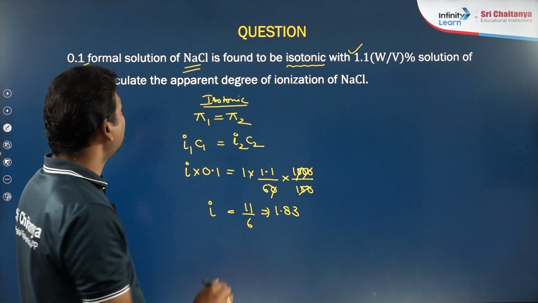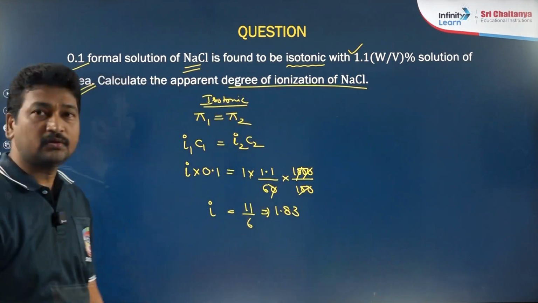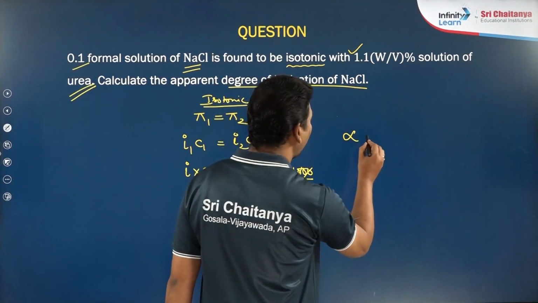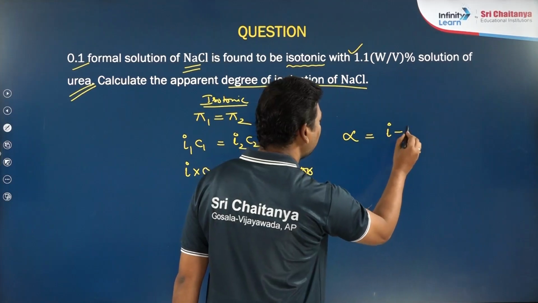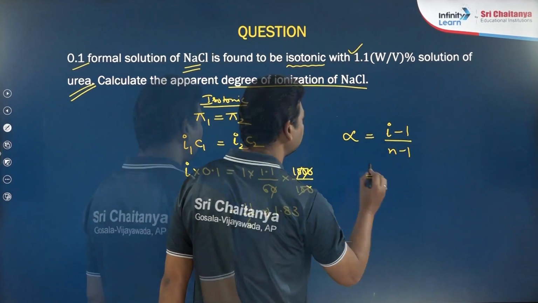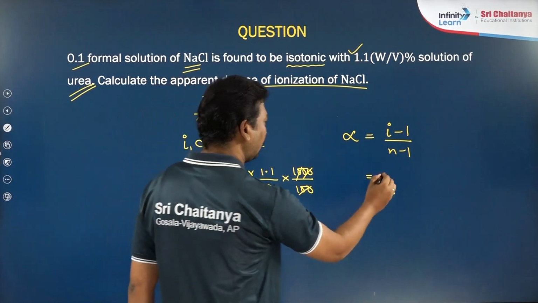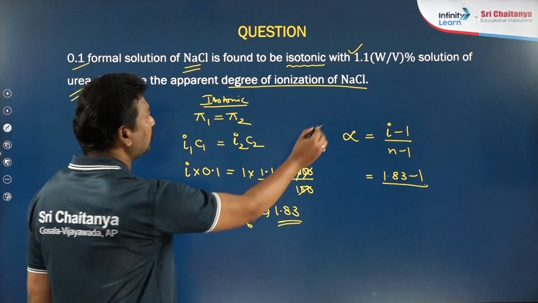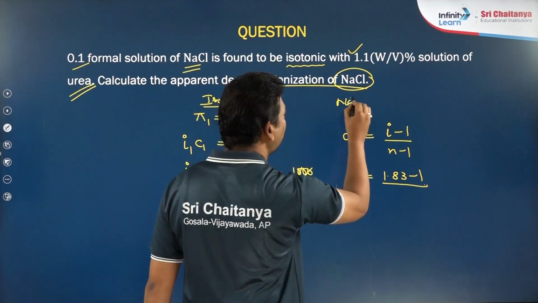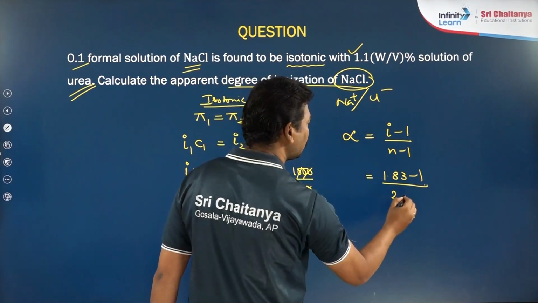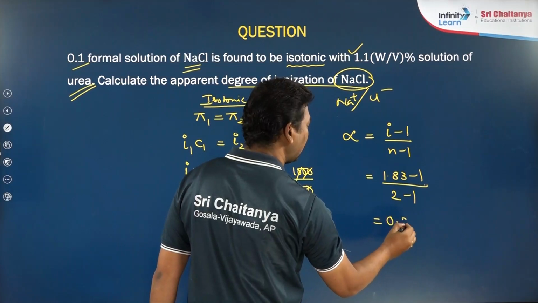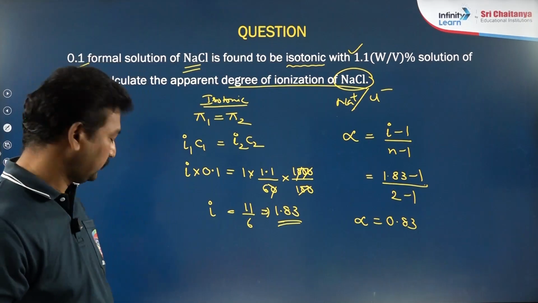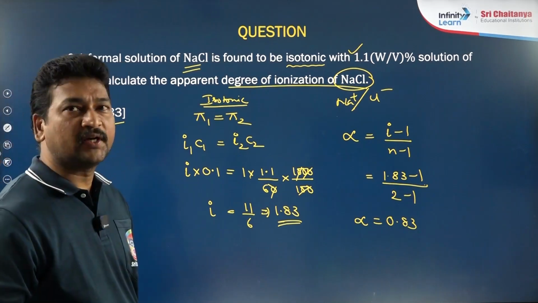You are not asked to calculate what the i value for NaCl is. You are asked to calculate the degree of ionization of NaCl. So we need to calculate alpha with the help of i. Since this is dissociation, alpha is equal to what? (i minus 1) by (n minus 1). What's the i value? 1.83. 1.83 minus 1 by the n value. For NaCl, what's the n value? Number of particles of NaCl, Na plus as well as Cl minus. 2 minus 1. So the alpha value will be 0.83. What's the degree of ionization? 0.83. Look at this. Coming to the next question, my dear students.